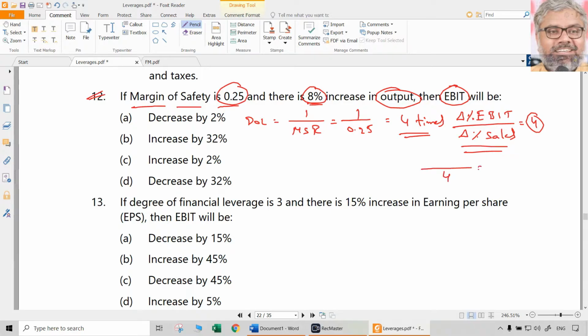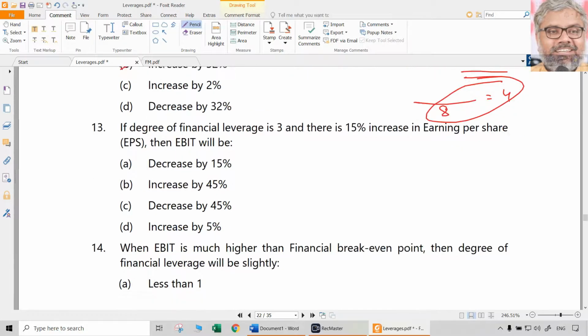Denominator is 4, resultant is 4, cross multiplication. Again, the denominator is not 4, the denominator is 8%. 8% is the increase in sales, the percentage change in sales, which is equal to 4 times the percentage change in EBIT. So what will the percentage change in EBIT be? 8 multiplied by 4, that will be an increase of 32%. Because output also increased, EBIT also will increase in the same direction, by 32%. So the 12th question answer will be B.